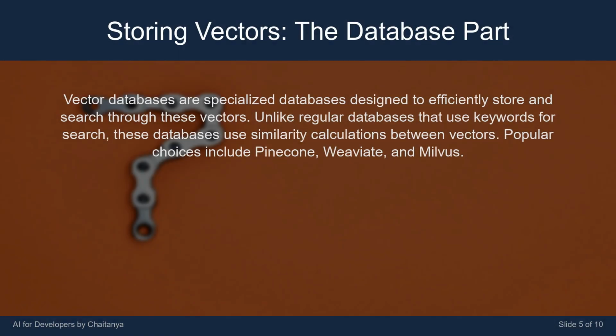Vector databases are specialized databases designed to efficiently store and search through these vectors. Unlike regular databases that use keywords for search, these databases use similarity calculations between vectors. Popular choices include Pinecone, Weaviate, and Milvus.